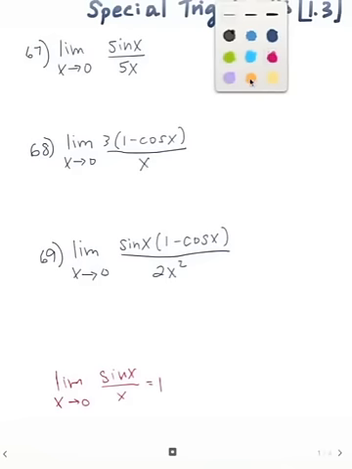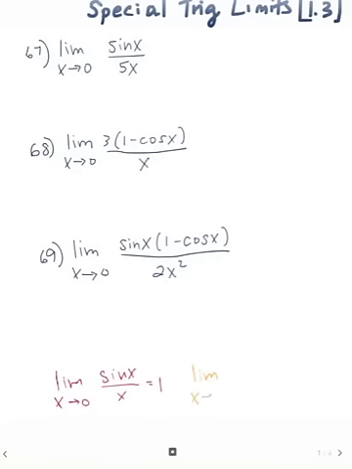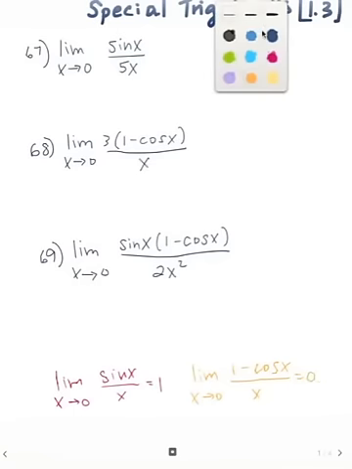Now there was a second one, and that one said the limit as x approaches 0 of the expression 1 minus cosine x over x equaled 0. And we proved both of these in our last class period by looking at a graphical analysis and a numerical analysis. So assuming that both of those are true, let's continue to solve these problems.